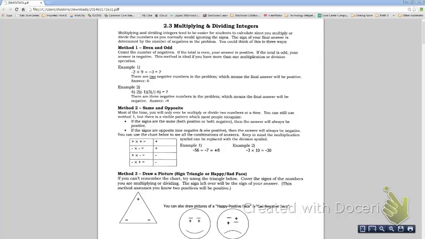I'm going to show you three methods for remembering the rules for multiplying and dividing integers, and after this lesson you use whichever of the three methods works best for you. Most students find multiplying and dividing integers easier than addition and subtraction because you will simply multiply or divide the number parts as you normally would, ignoring the signs. Let me write down an example for you.